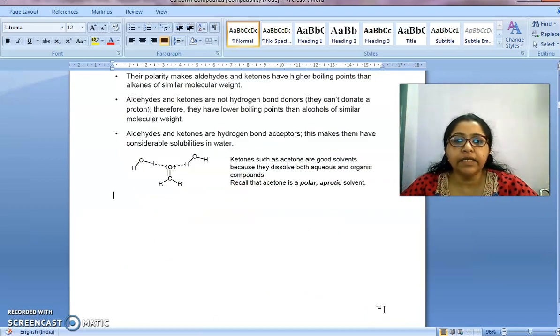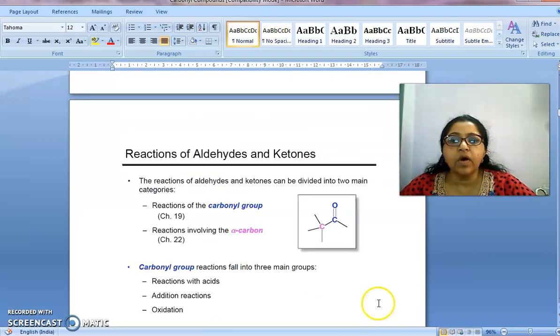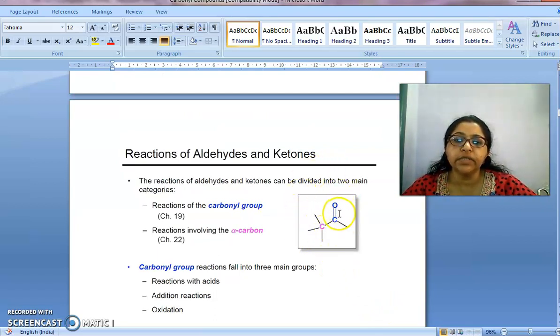Now let us look into the next point, that is reactions of aldehydes and ketones. If you look into the structure of aldehydes and ketones, you will find there are two active groups: one is the carbonyl group and another is the alpha carbon. Alpha carbon is the carbon adjacent to the functional group. These two are the reaction sites. Now the carbonyl group can have three main reactions: reaction with acid, addition reaction, and oxidation reaction.